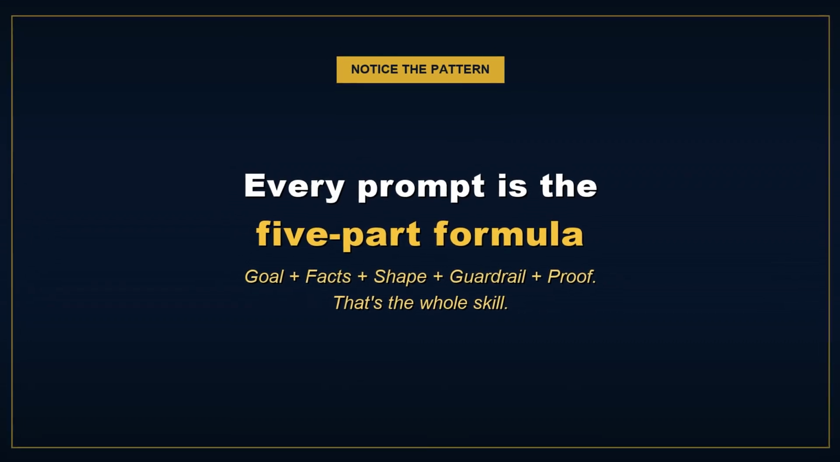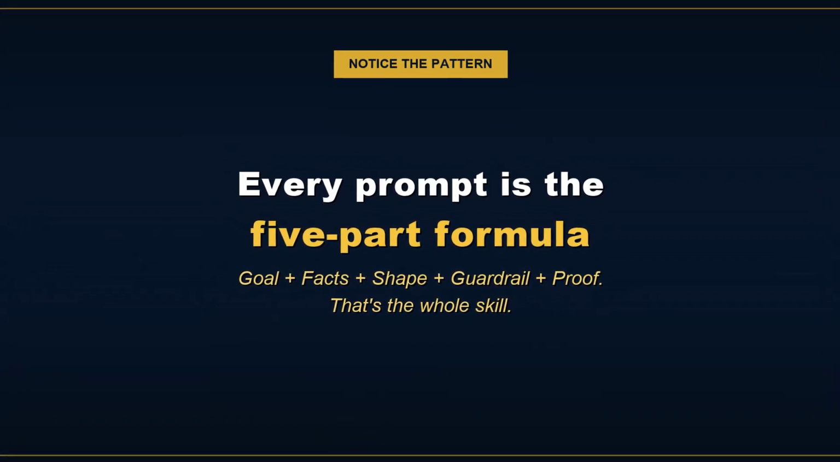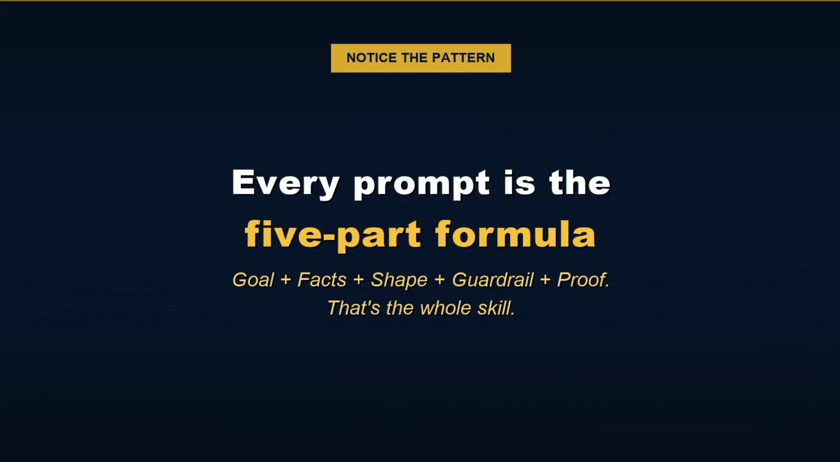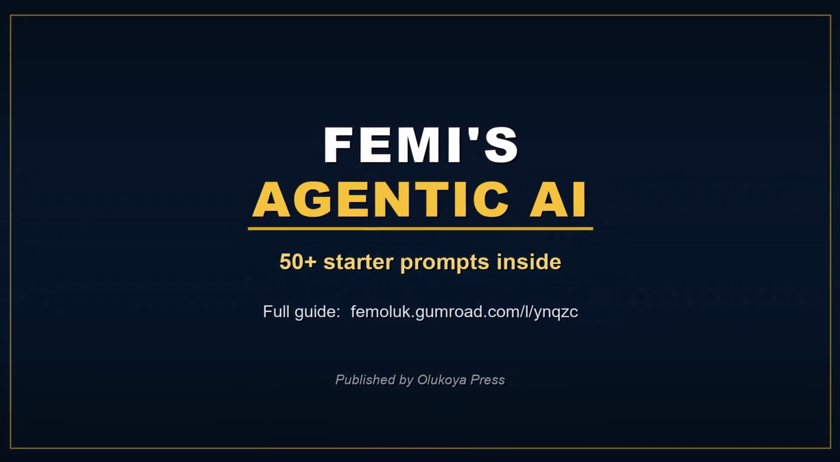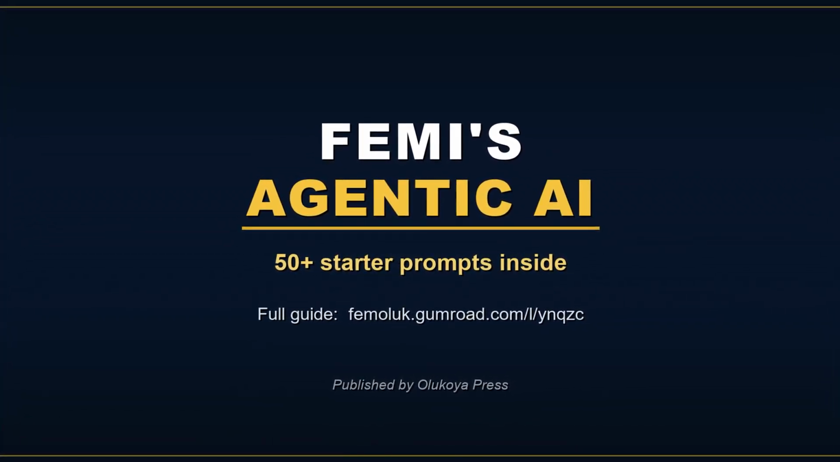Notice the pattern. Every single prompt uses the 5-part formula from Chapter 6. A clear goal, the facts it needs, the shape of the result, a guardrail, and a request for proof. Over 50 starter prompts are waiting inside.